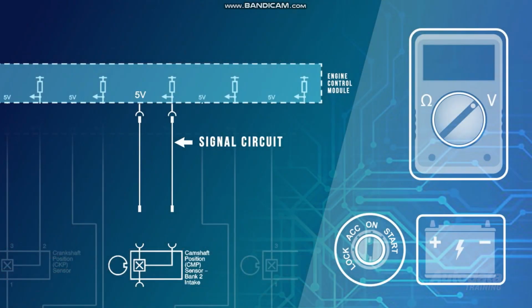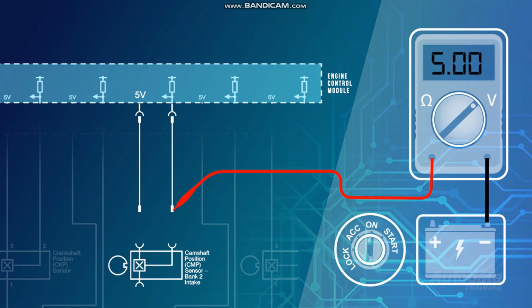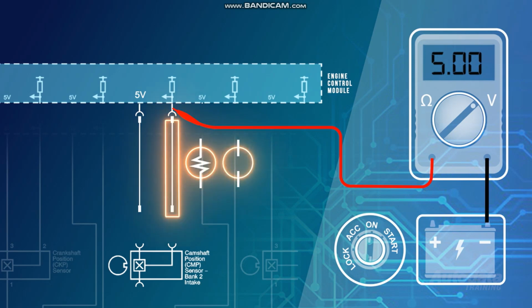With the camshaft position sensor harness disconnected and the ignition switched on, place the red meter lead on the signal terminal and the black on the battery negative. The meter should display 5 volts. If low to 0 volts was seen, move the red lead and back probe the signal terminal in the ECM harness connector. If the correct voltage is now seen, there is excess resistance or an open within the harness.